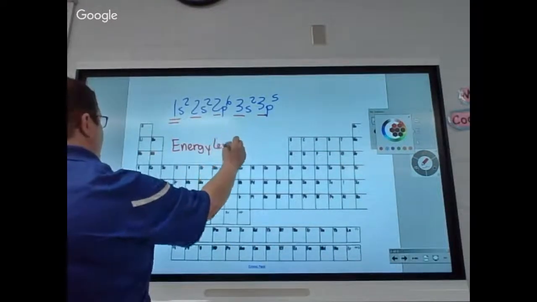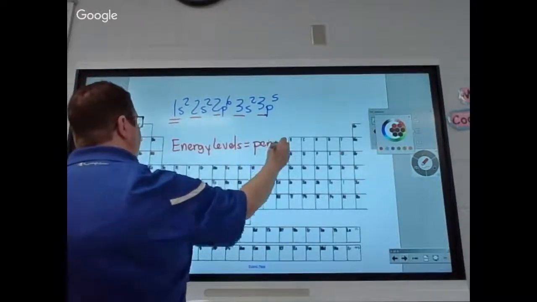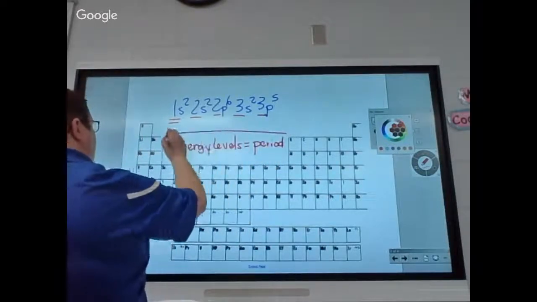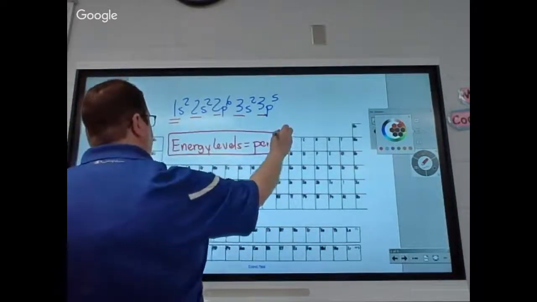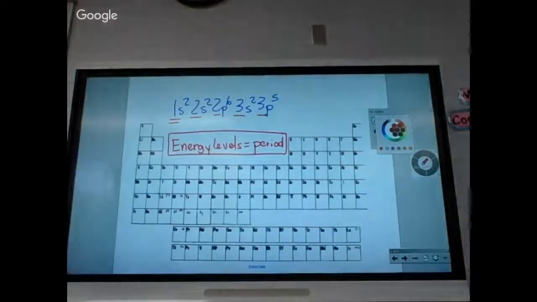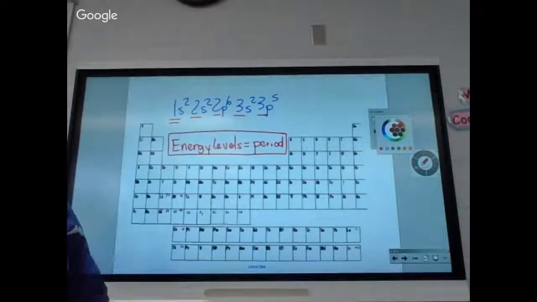I didn't teach it to you. I was hoping you'd figure it out. I usually ask if anybody's got it. The energy level is the same as the period. And usually most people figure it out on their own, which is why I don't teach it. Okay? If you want to know an energy level, it's the same as a period.